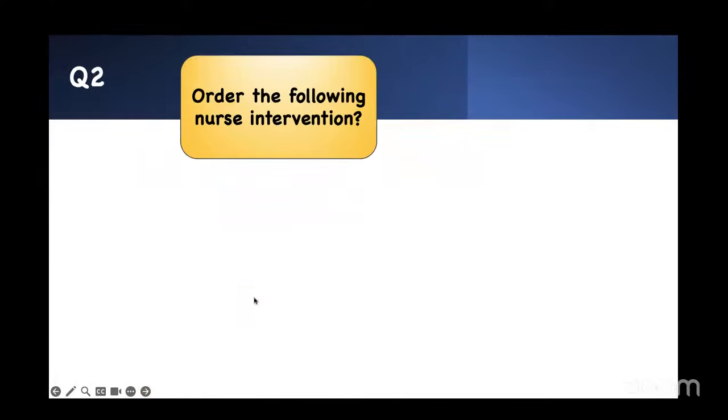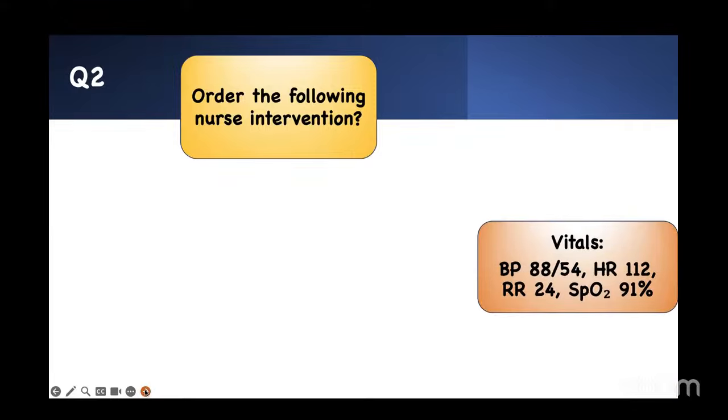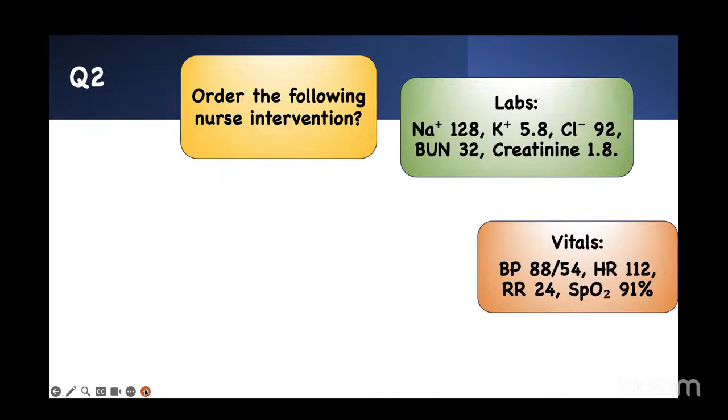Now, I'm going to take you some places that you have to apply your knowledge. Order the following nurse intervention. So which one will you do first now? This is the vitals again. Blood pressure 88/54, heart rate 112. And this is the lab again, sodium 128. And these are potassium chloride norms.